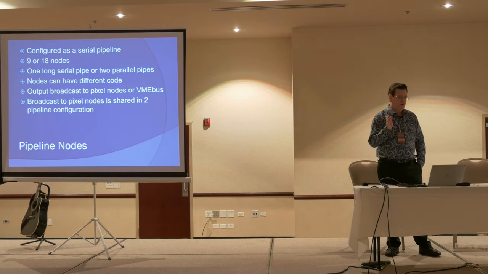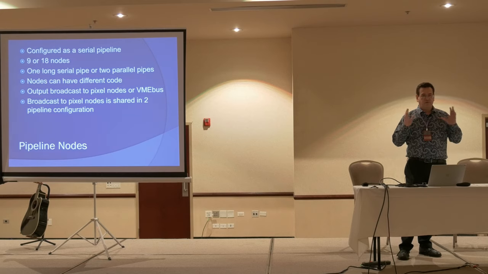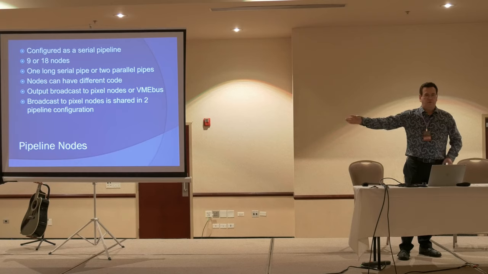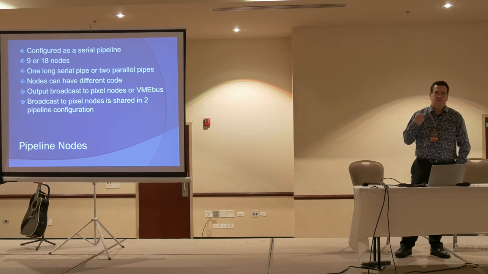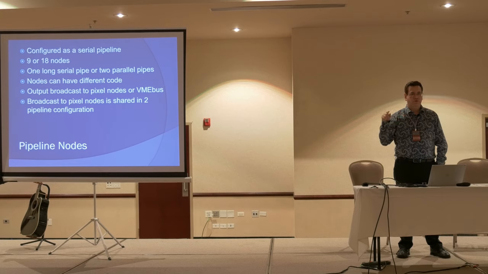So the pipeline nodes are that first part where you would think of vertex processing happening. And that's configured as a serial pipeline. You have either one or two boards with either 9 or 18 nodes. So it's basically two boards that are identical. If you have two boards, the first one feeds the second one, which then feeds into the frame buffer group of nodes. And if you just have one, then you just have one board feeding the frame buffer. But what's interesting is you can have different code running in different parts of this serial pipeline.